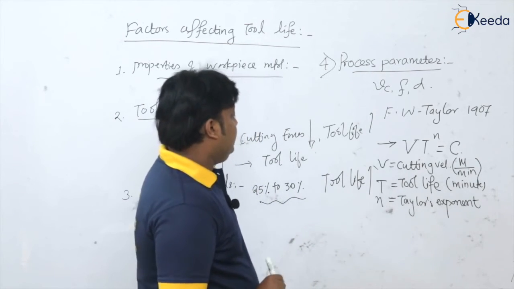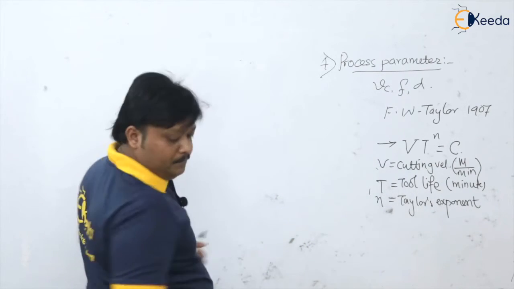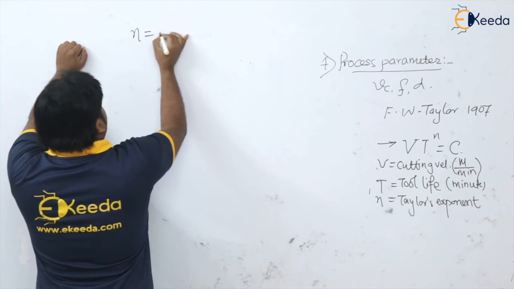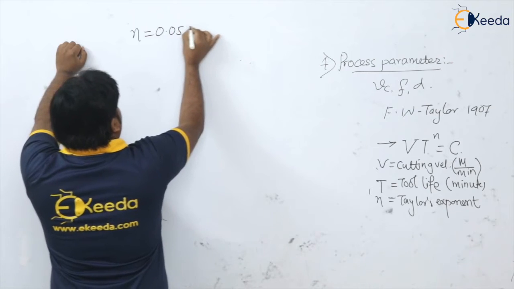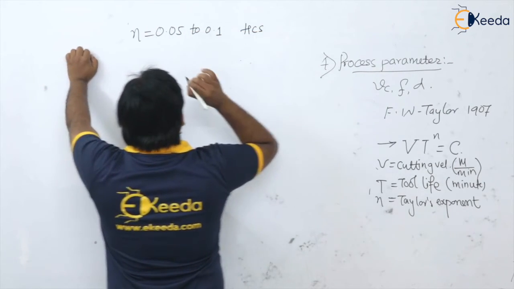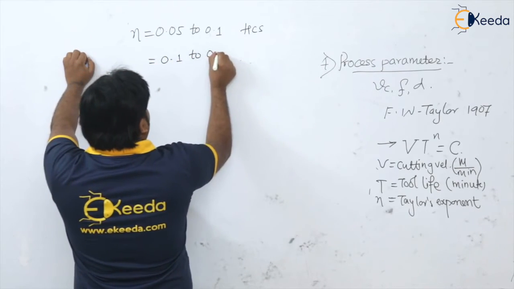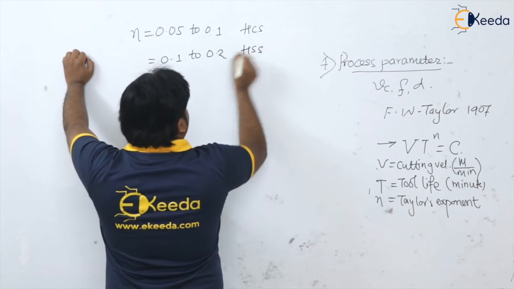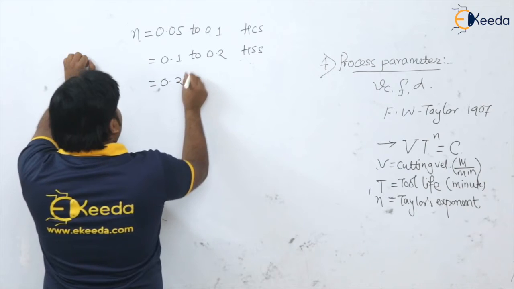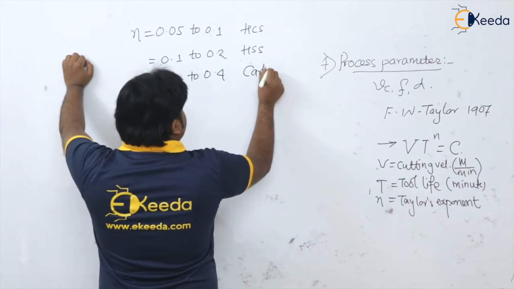Okay, say if you are using the high carbon steel tools, this n, Taylor's exponent, is equal to 0.05 to 0.1. This is equal to 0.1 to 0.2 when you are using high speed steel tools. This n is equal to 0.2 to 0.4 when you are using carbides as a tool material.